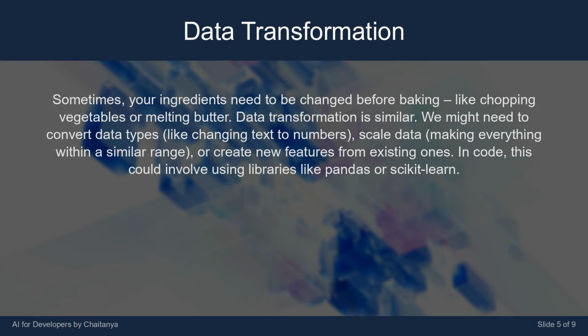Sometimes, your ingredients need to be changed before baking, like chopping vegetables or melting butter. Data transformation is similar. We might need to convert data types, like changing text to numbers, scale data, making everything within a similar range, or create new features from existing ones. In code, this could involve using libraries like pandas or scikit-learn.